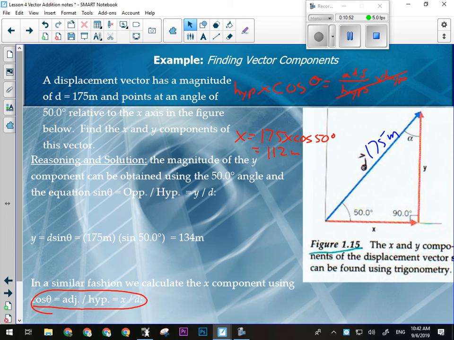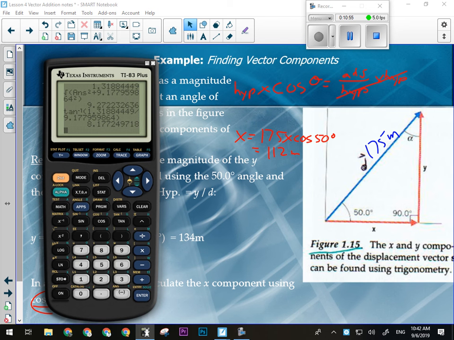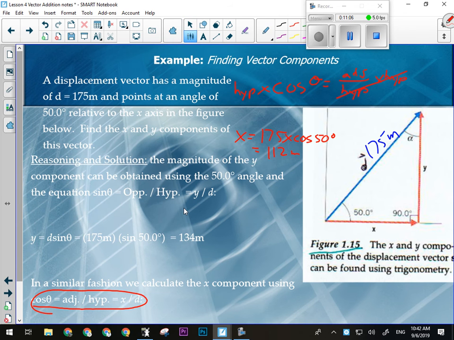Okay, so if I'm punching that into my calculator, it looks like this. Cos of 50 times 175. 112. To find y, which is the opposite side, it's a similar calculation, except instead of using cos, I'm going to use sine. 75 times the sine of 50 degrees, which we have right here. That'll give us 134 meters. Everybody okay with how we calculate the components?